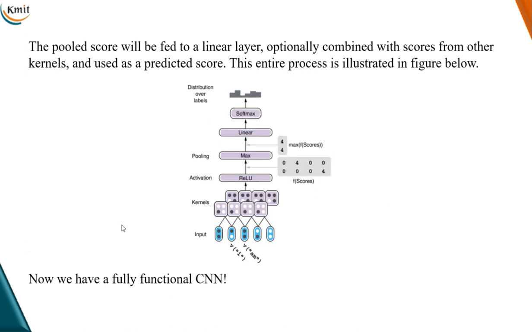Once the pooled score is calculated, we feed that to a linear layer, optionally combine the scores with the other layers and use the predicted score, and the entire process is illustrated in the figure here. We take the input, give it to kernels, apply filters, give the activation function, calculate F scores, perform pooling, max pooling, and then apply the linear layer, and then give it to a softmax function, and then get the desired output. Now this is a fully functional CNN.